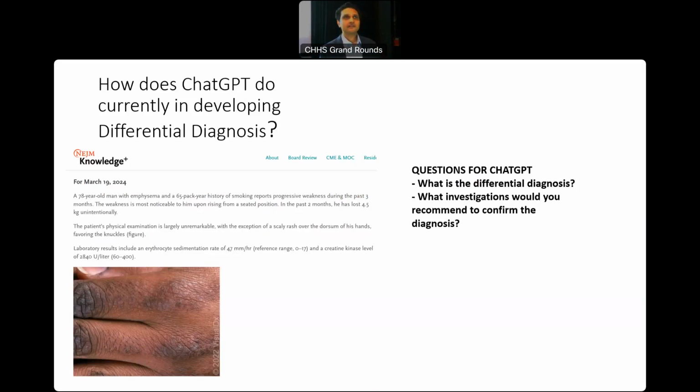So does anyone, medical students or residents, want to have a go at what this might be, a differential, for this elderly man, smoker, with weight loss, weakness, a scaly rash on the dorsum of his hands, slightly elevated ESR and an elevated CK? Dermatomyositis. Yeah, pretty confident with that? Not confident? Anyone else? Smoker. Yes. Skin rash. One of those? Yep. Okay, we're happy with that.